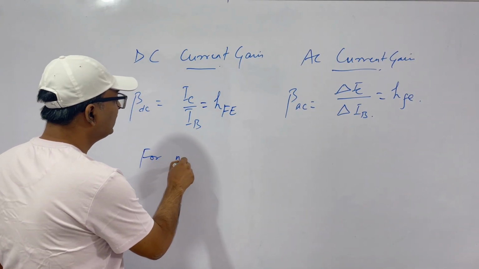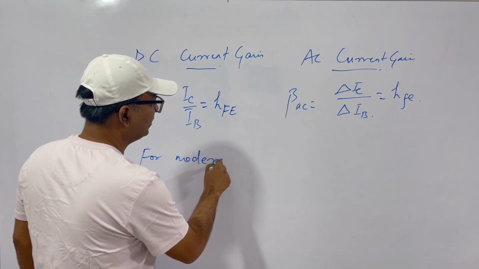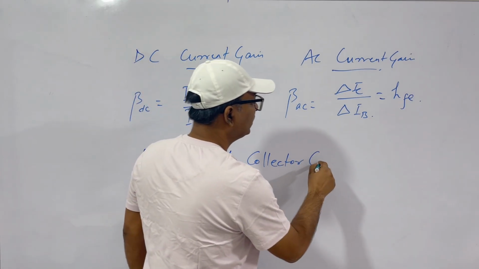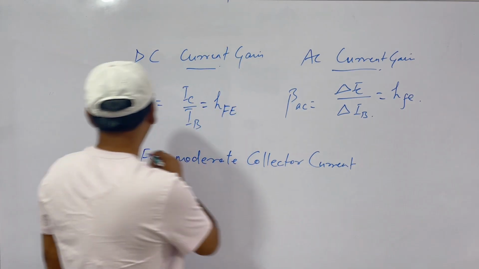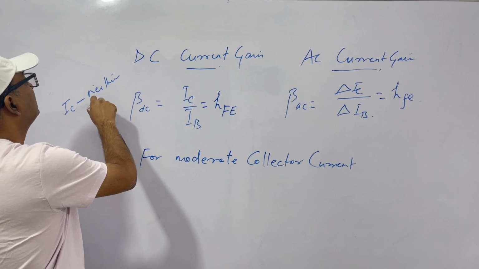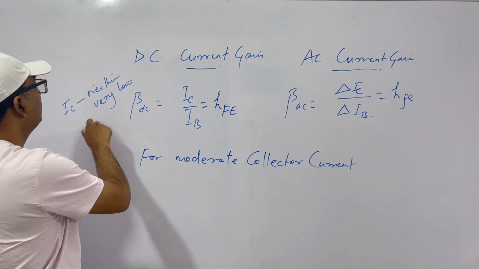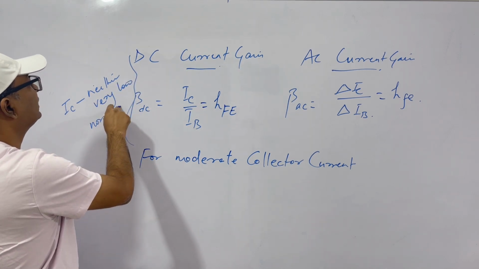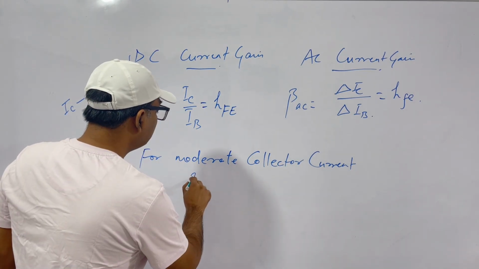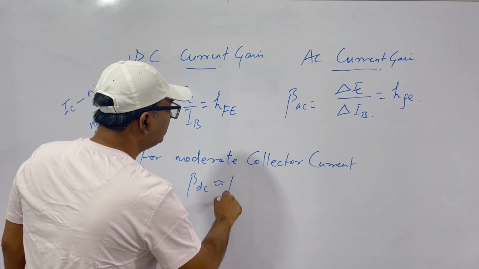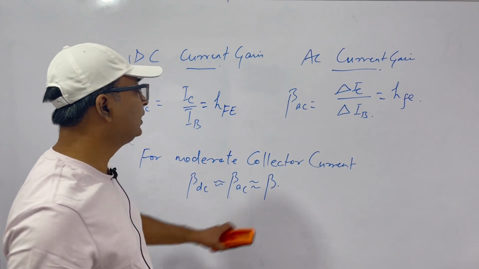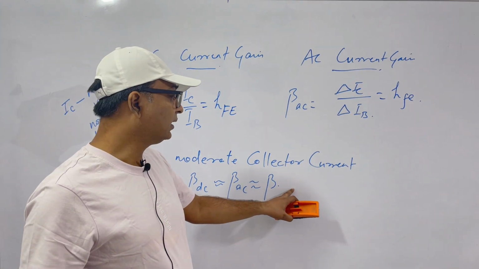For moderate, this is very important to remember. So I am writing for moderate collector current. What is the meaning of moderate? Moderate means that IC is neither very low nor very high. So for moderate collector current, our beta DC is almost equal to beta AC, that is given as beta, which is called large signal current gain.